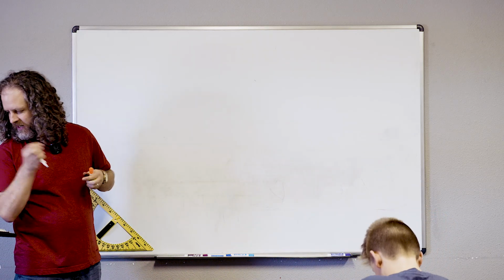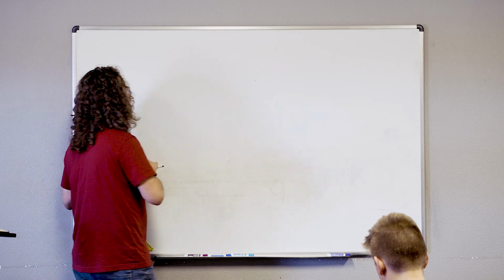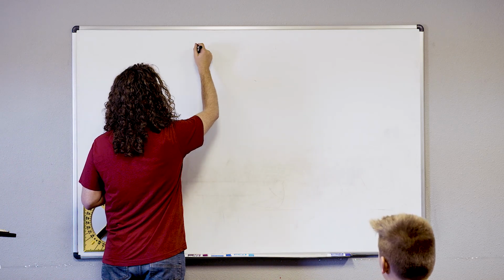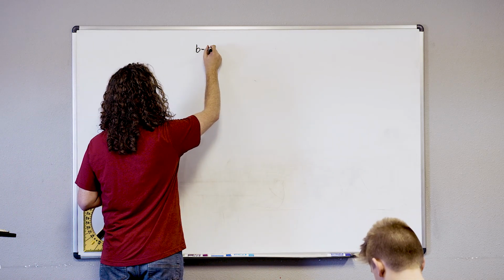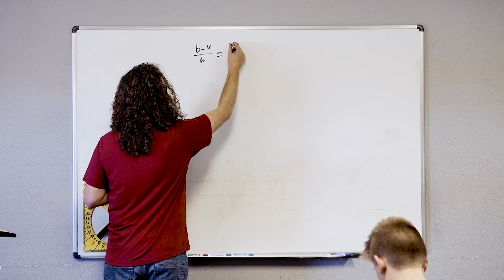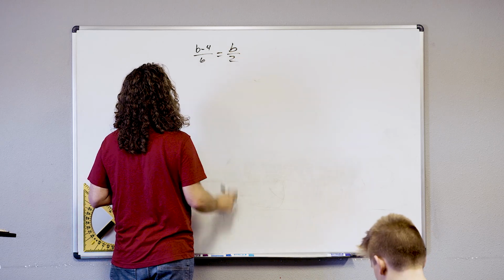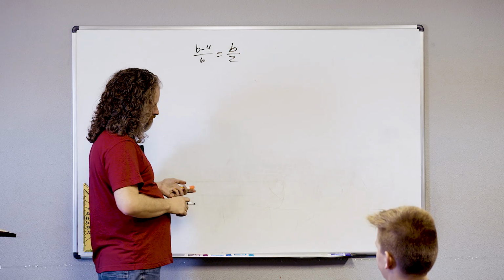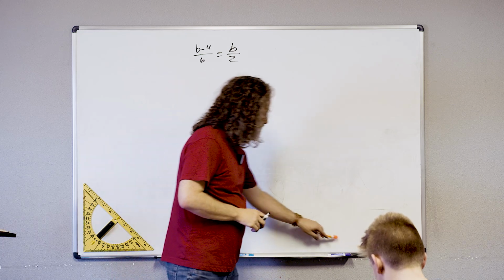B minus 4 over 6 equals B over 2. This is just a proportion. For some reason I got rid of the B first and didn't write an answer. I asked Taylor for help. She did not get me right.